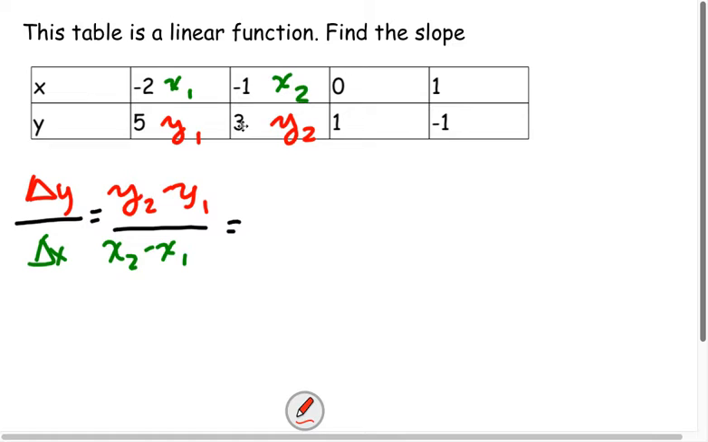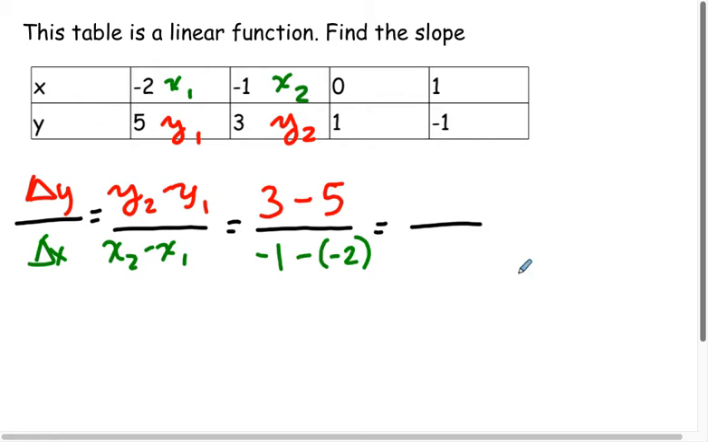Y sub 2 is positive 3. And then y sub 1 is 5. So I'm subtracting a 3 minus 5. All right, I'll figure that out later. And then my x sub 2 minus x sub 1. So x sub 2 is negative 1, and I'm subtracting a negative 2. So when you're subtracting a negative, you should have double negatives there.